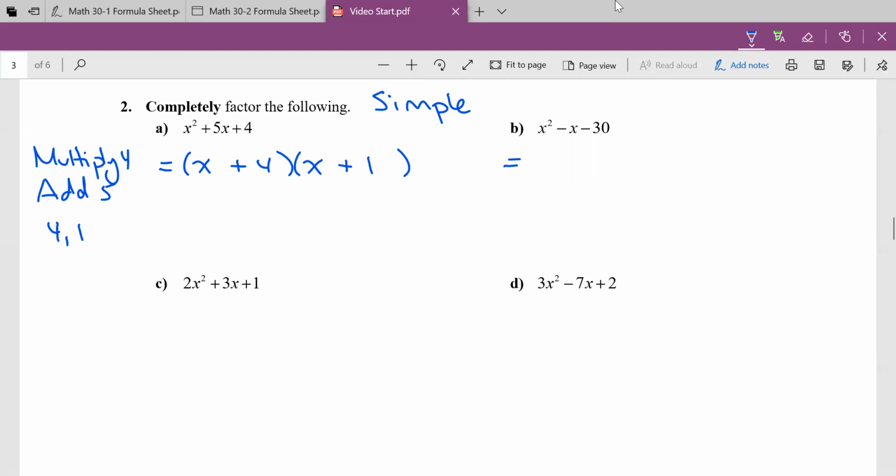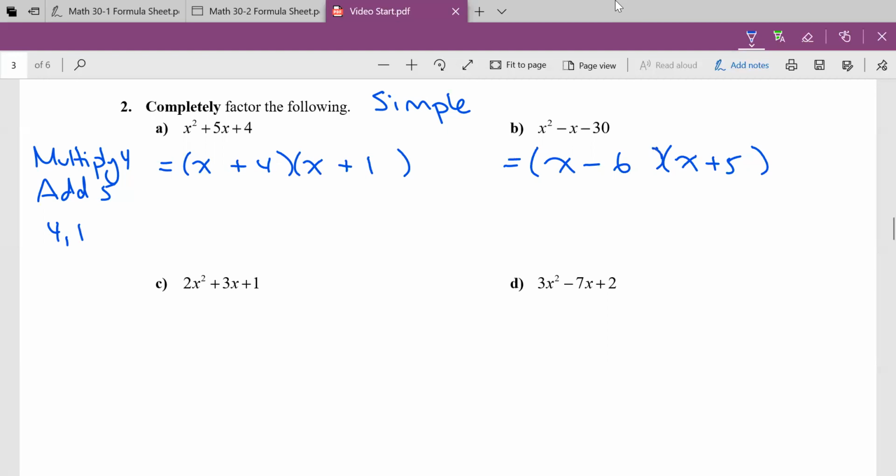Next one. Again, it's a simple trinomial. So what do I say? It has to multiply to negative 30, add to negative 1. Well, those two numbers are negative 6 and positive 5. And it never hurts to take just a quick moment again and multiply this back out in your head to make sure you got the question correct.